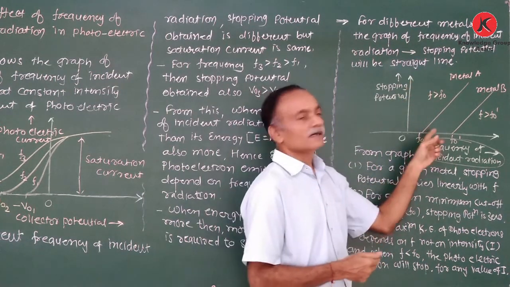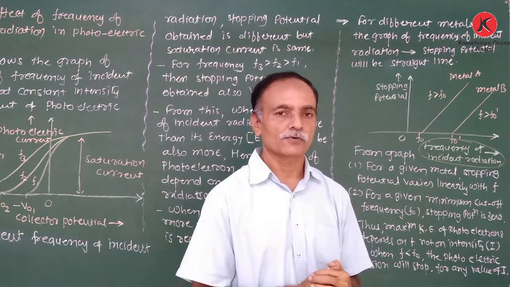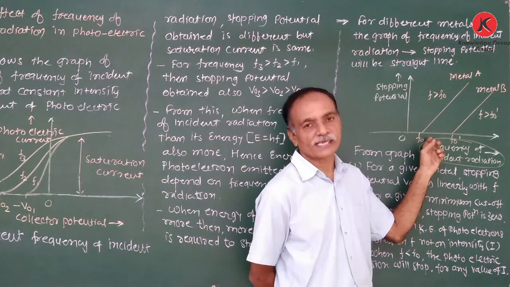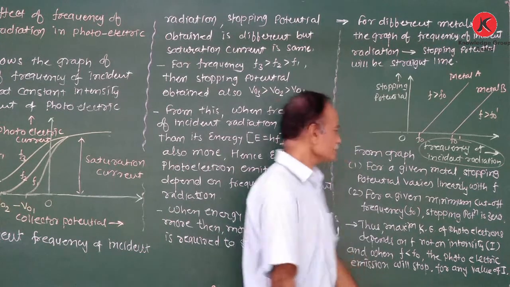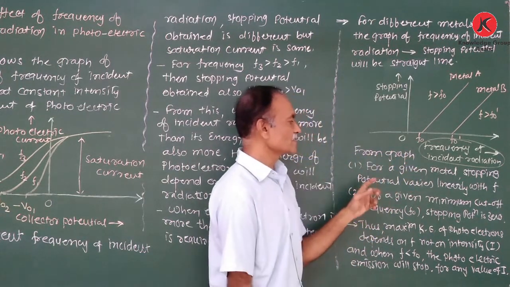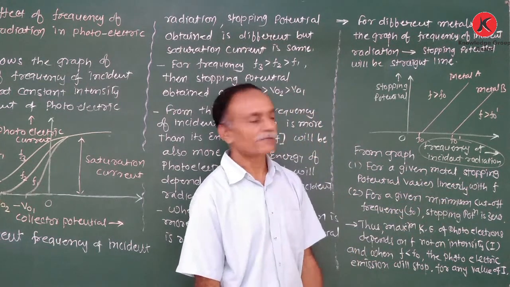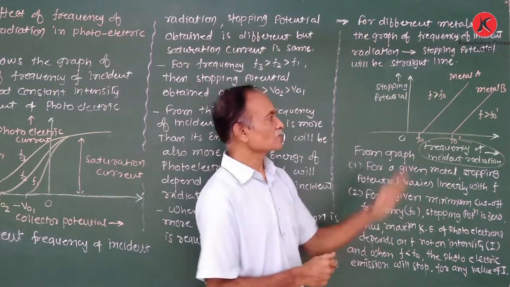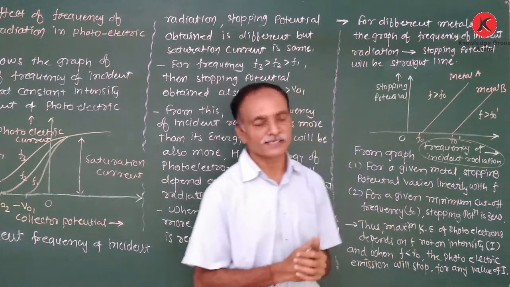But if the frequency is less than the threshold frequency F0, what happens? Photoelectric emission does not take place. Therefore, the stopping potential is not obtained. Now, from the graph, there are two points. For a given metal, the stopping potential varies linearly with the frequency of incident radiation. So the relation between stopping potential and frequency is linear.